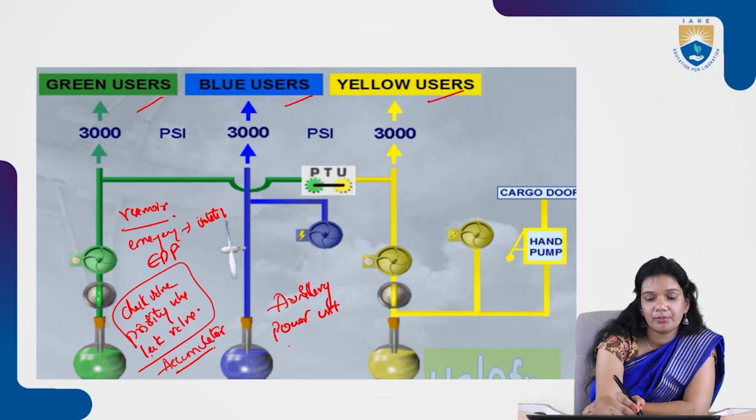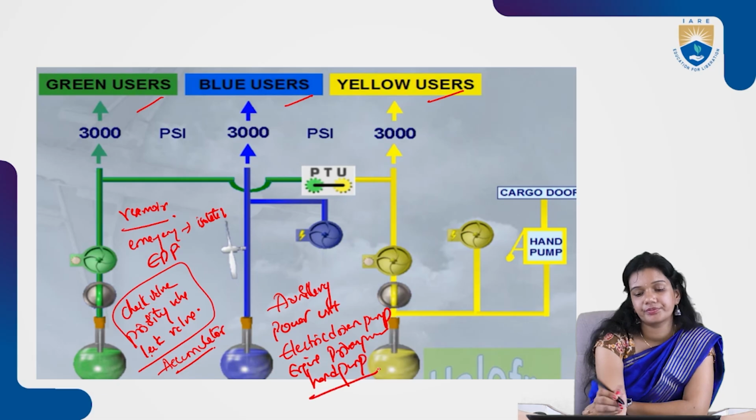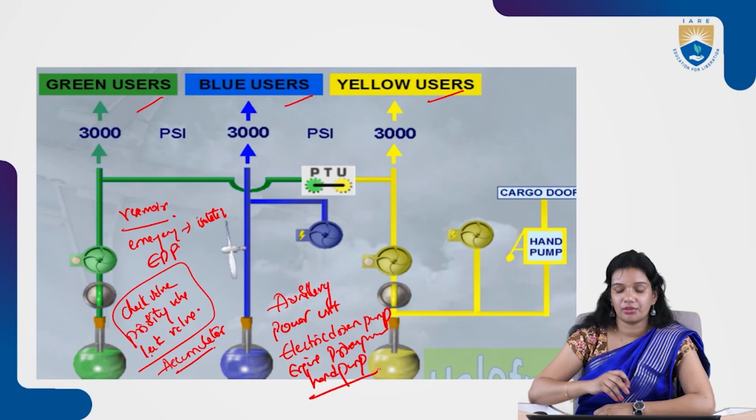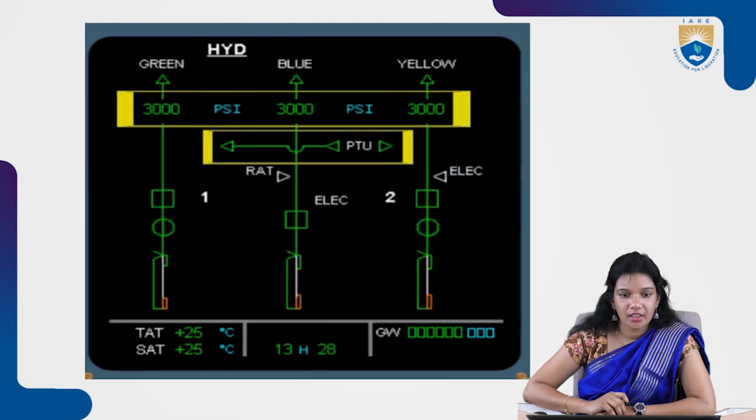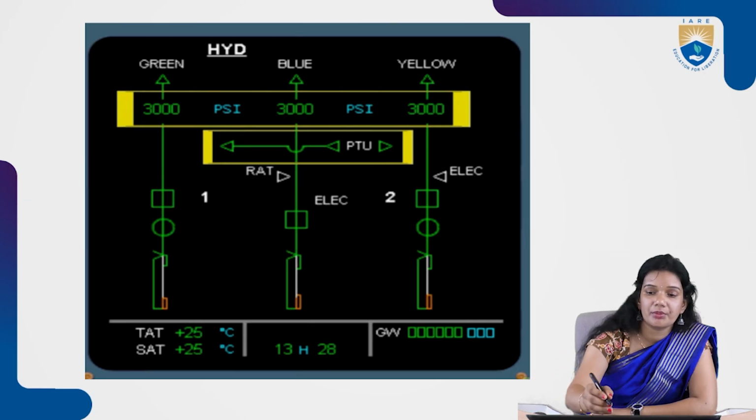Either it is auxiliary power unit, or it is electrical driven pump, or it is engine driven pump, or finally the backup is hand pump. Okay. So these are all the different things that are going to happen, right? So then this is how it is going to be seen in the cockpit, right? So in the cockpit, the pilot should be able to see the different hydraulic channels or different hydraulic systems, we could say.